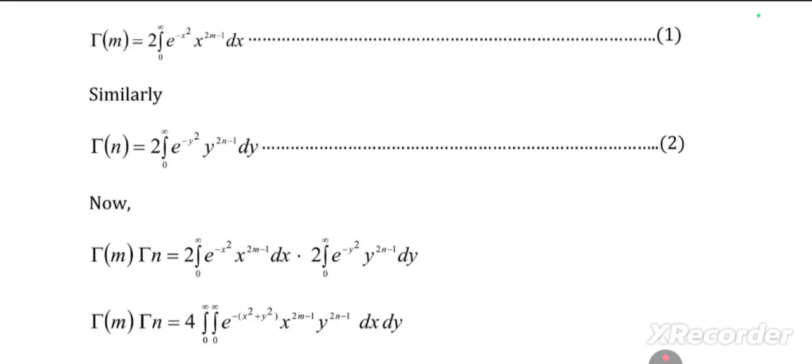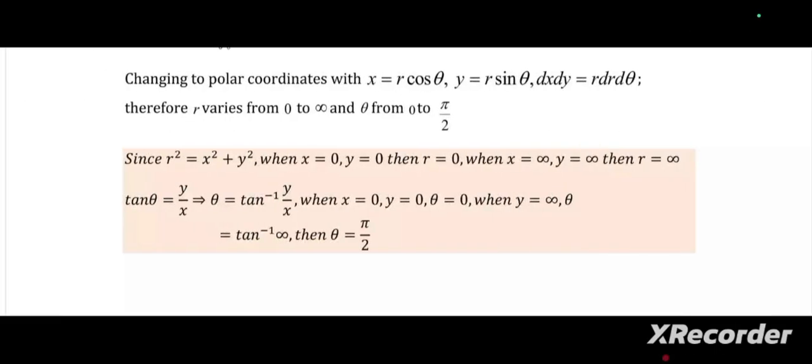infinity e power, e is the same base, so add the power values, minus of x square plus y square into x power 2m minus 1 into y power 2n minus 1 into dx dy. Now we have to change this into polar coordinates. x is equal to r cos theta, y is equal to r sin theta, and dx dy is equal to r dr d theta. Therefore, r varies from 0 to infinity and theta varies from 0 to pi by 2.